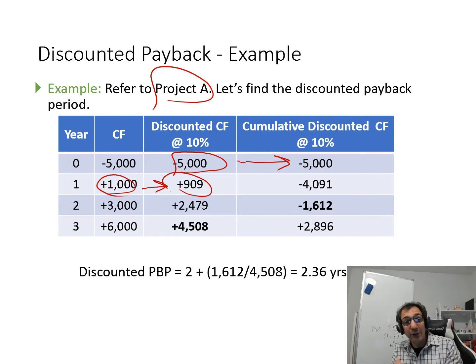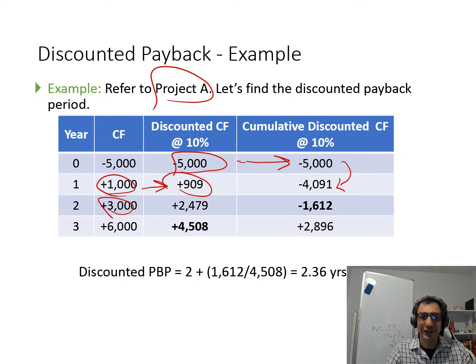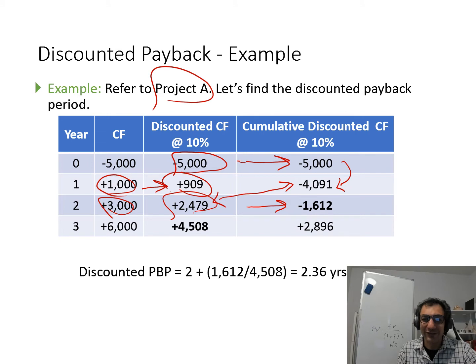So I'm not adding $1,000 to $5,000 anymore. I'm adding 909 to $5,000, which means in this case, I will now get $4,091, which means I still need $4,091 to recover my initial investment, which was $5,000. Same for the second year. So I'm generating $3,000 out of this project during the second year. And remember, this is happening 2 years from now, which means your N should be 2. You are discounting back for 2 periods. How much? $3,000. Future value is $3,000. Your N here is 2. And you will get $2,479. I'm adding that to the cash outflow which I had, 4,091, and I'm getting 1,612. Still, I need $1,612 to recover my initial investment.